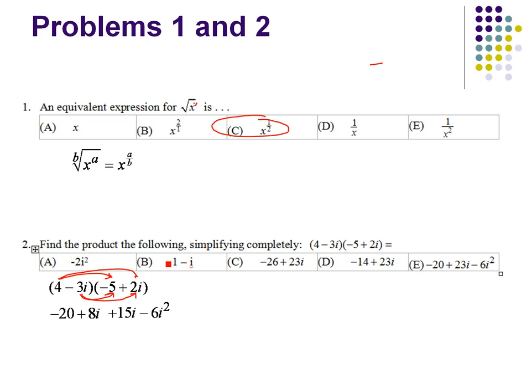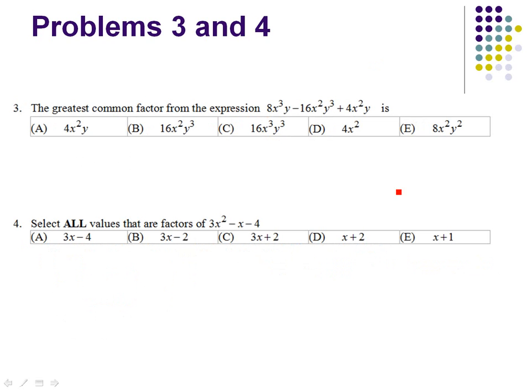That's 15i minus 6i squared. i squared is equal to -1. So I gathered my terms. So I got 23i. -1 times -6 makes it +6. So when I add those together, I get -14 plus 23i. So the answer there was D.